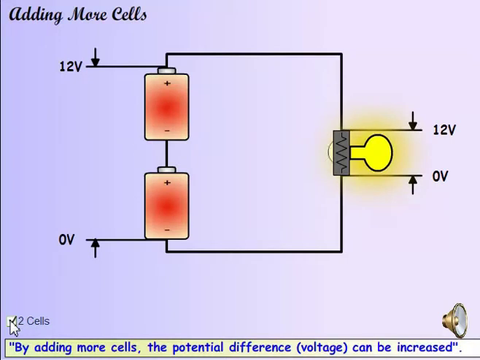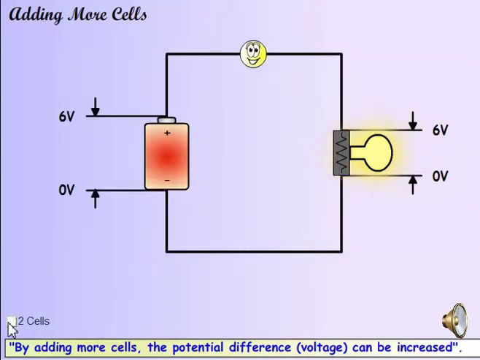By adding more cells, the voltage is increased and therefore the current is also increased, and that in turn makes the bulb brighter. You can compare the two scenarios by checking the box that says 2 cells.